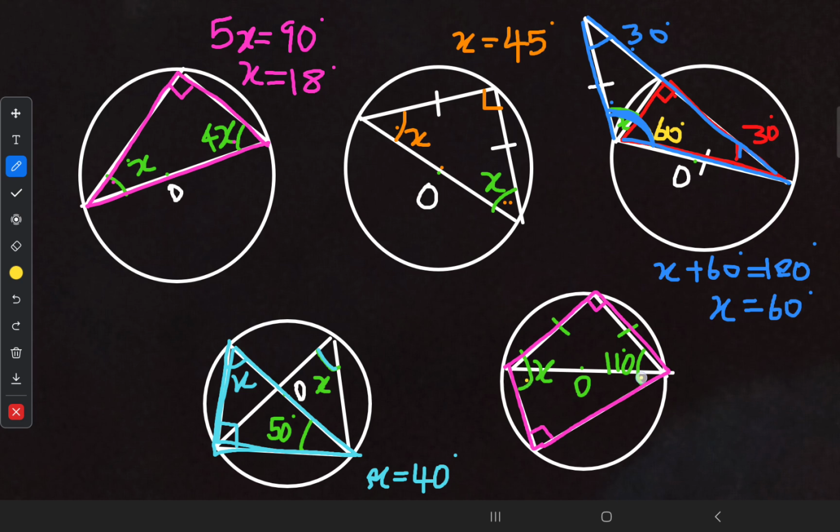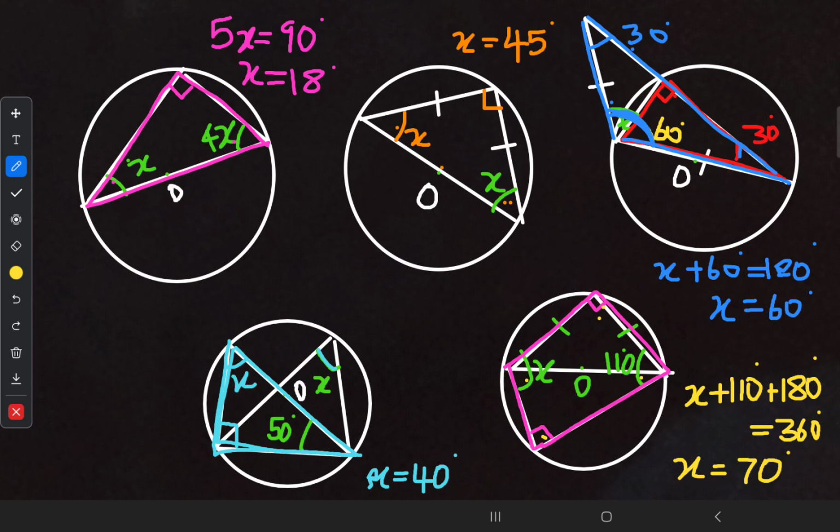So x plus 110 plus 90 plus 90. I'll write x plus 110 plus 90 plus 90. The opposite angles are 180, so 90 plus 90 is 180. X plus 110 plus 180 equals 360 degrees. So when we solve this, x would be 360 minus 180 plus 110, which is 290. That will give you x as 70 degrees.